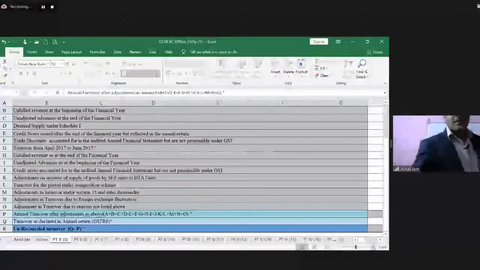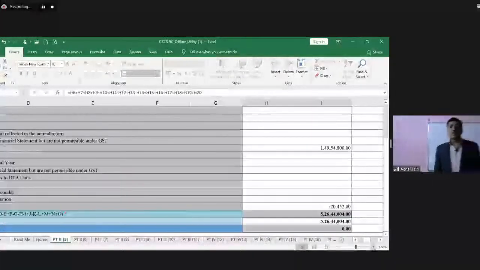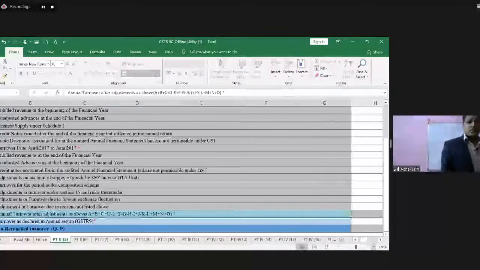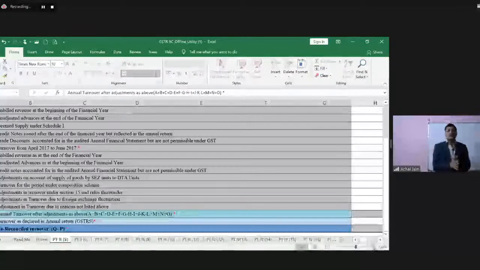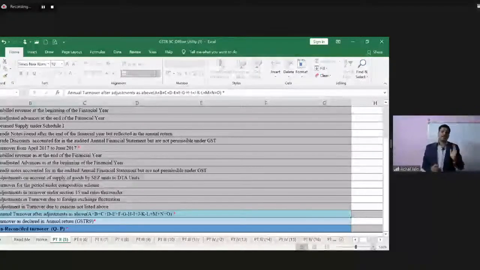So on the basis of this, we will give the amount of turnover which will capture the impact of all of them. So we start with the annual turnover as per books of accounts, which is then adjusted with all of these reconciling items, which you can see.